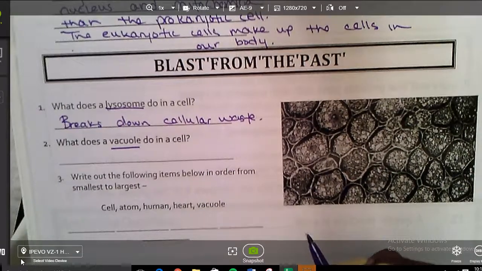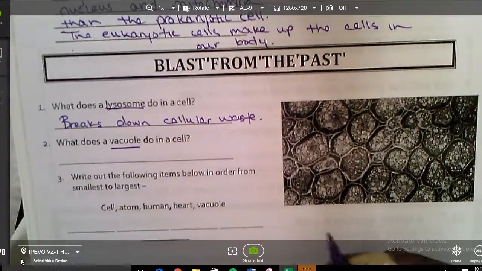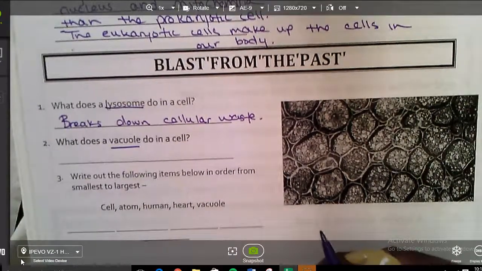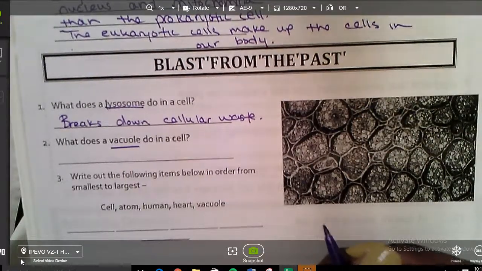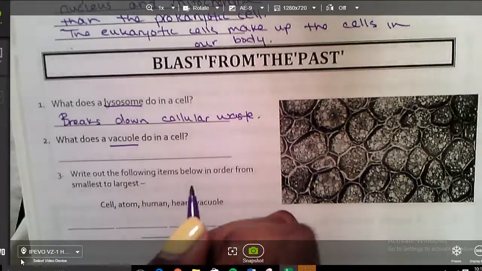Don't do that. But it's going to release like a spit almost, and it's going to help break down things that are broken in the cell, and then it's going to be released through the cell membrane. It's a lot of information, but it's good stuff to know.